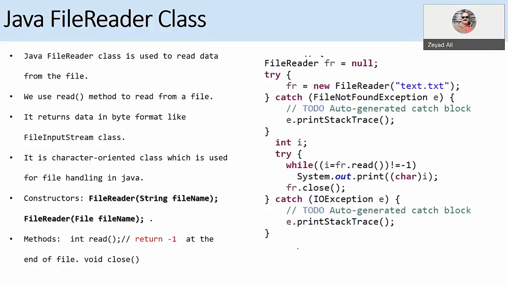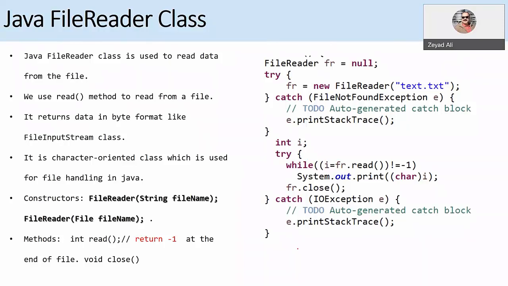The next one is FileReader. FileReader is the opposite of FileWriter. FileReader is used to read data from the file. It is the best when it's used to read character-oriented data. We repeated this. So FileReader is the opposite of the FileWriter. It reads one character at a time. I want you all to know this.